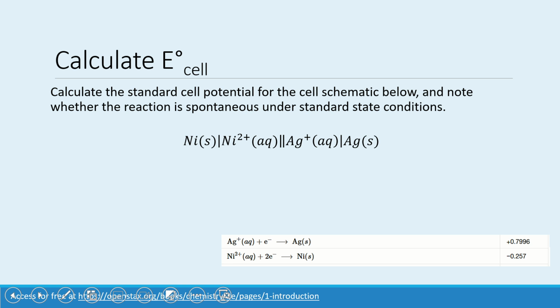Okay, let's try one more. Calculate the standard cell potential. This time we're given cell notation. And so you've got to remember with cell notation, the first thing written, you always start with your anode and end with your cathode. Okay, so E cell is going to be cathode minus the anode. So just remember that it is opposite.